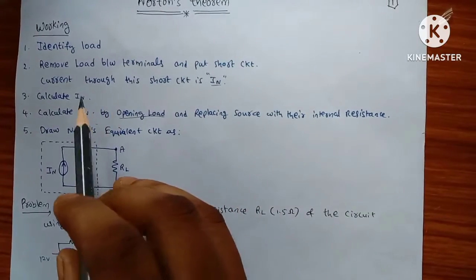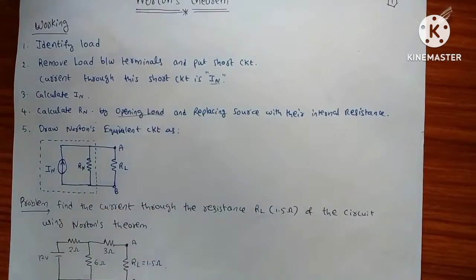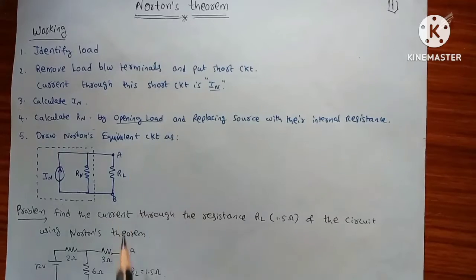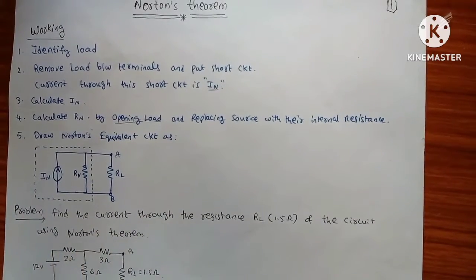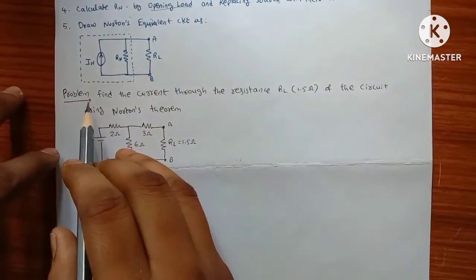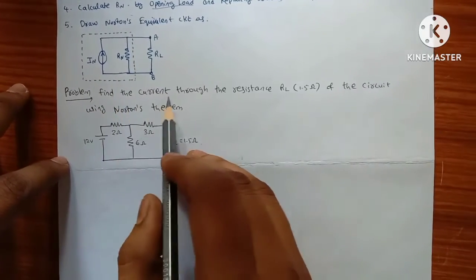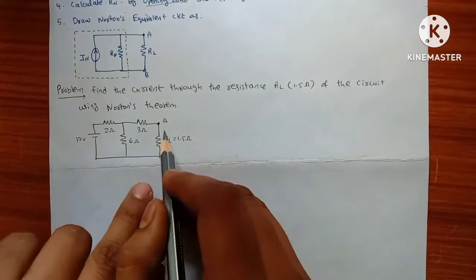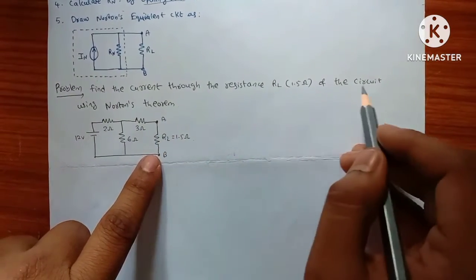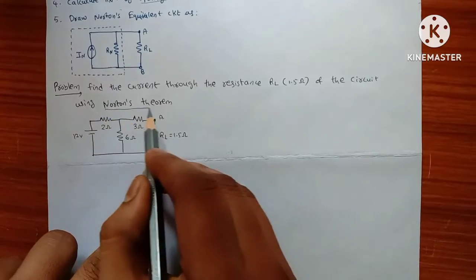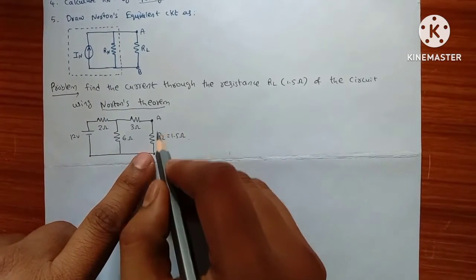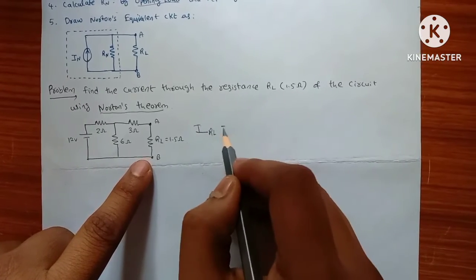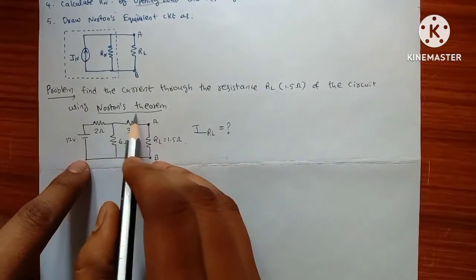Now, if I simply read this working, you may not understand. So let us clear the concepts in more detail with one solved problem. What is the question given? Find the current through the resistance RL. So we want to find the current through RL using Norton's theorem.